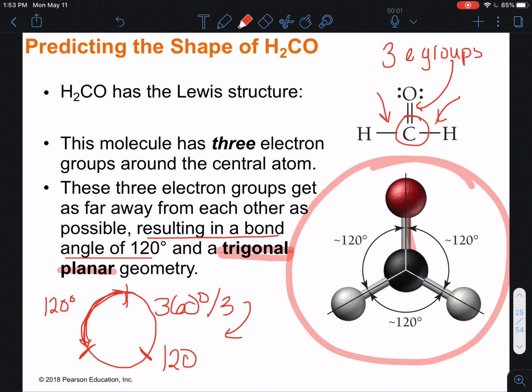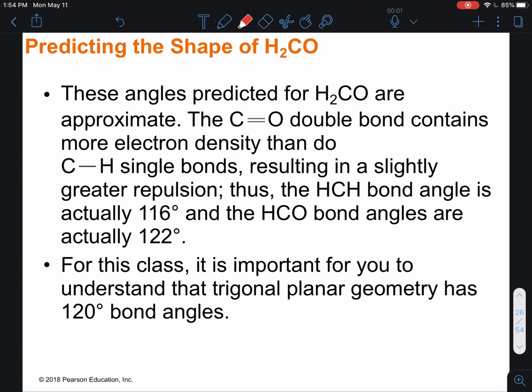And this shape results from the 3 electron groups bound to the central carbon atom. So far we've learned linear and we've learned trigonal planar. These angles predicted for H2CO are approximate. So this isn't exact, it's just approximate.